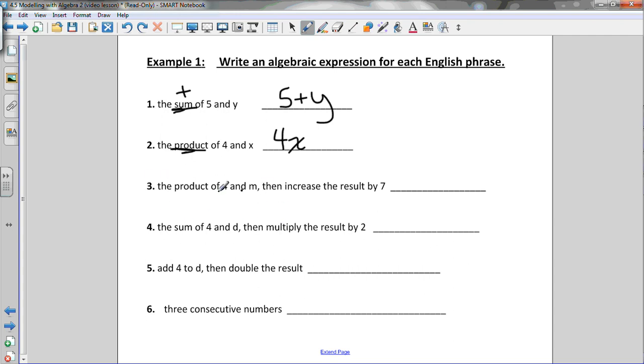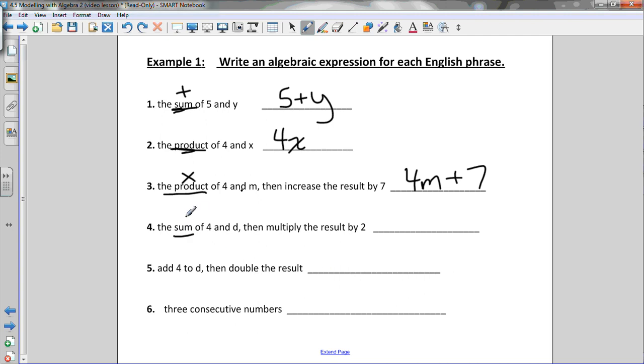Number 3, the product of 4 and m. Product, once again, means multiply. So I need to multiply the 4 and the m together, so 4m. I then need to increase this result by 7, so I need to add 7 to this product. And there we go.